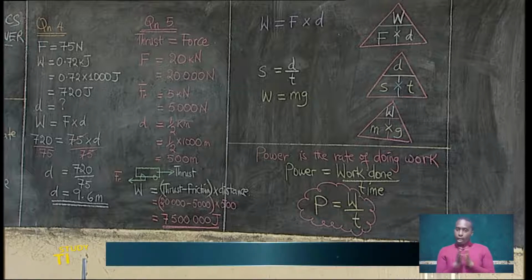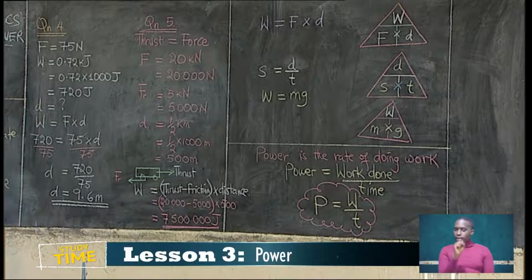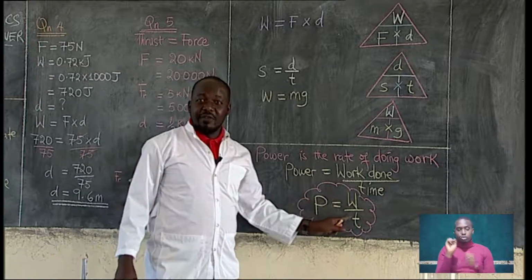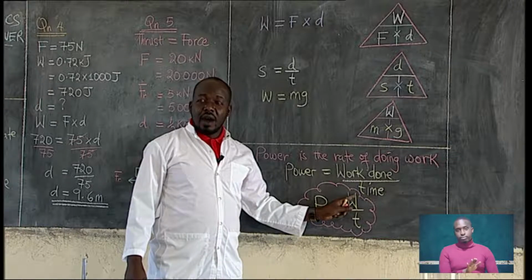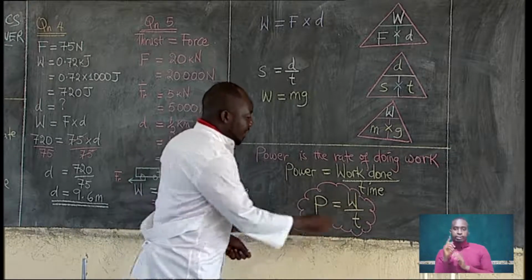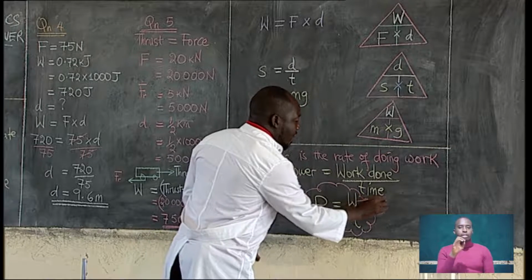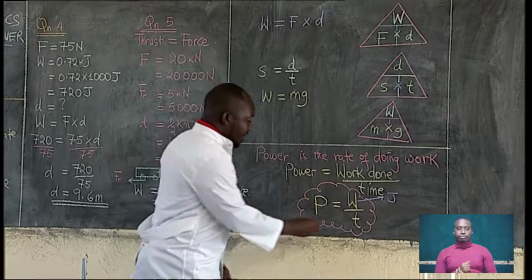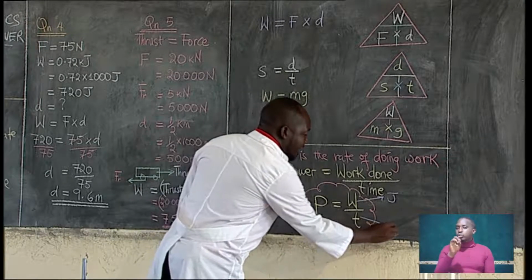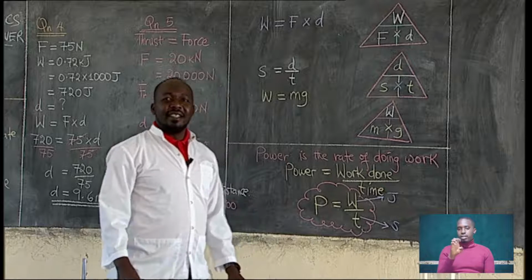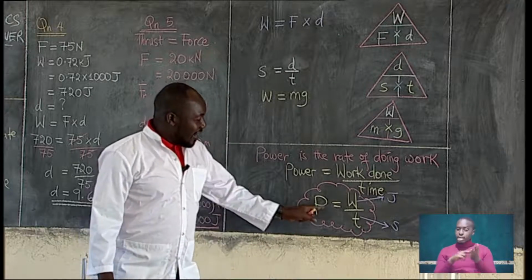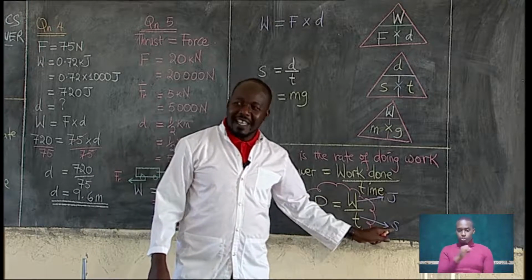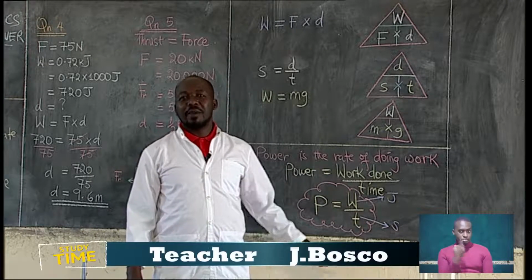And so, what is the SI unit of power, therefore? Now, the SI unit of power, we shall get it from work and time. So, what is the unit of work? Work is measured in what? Joules. What about time? Time is measured in what? In seconds. So it means the alternative unit of power is joules per what? Per second. You see? Joules per second.